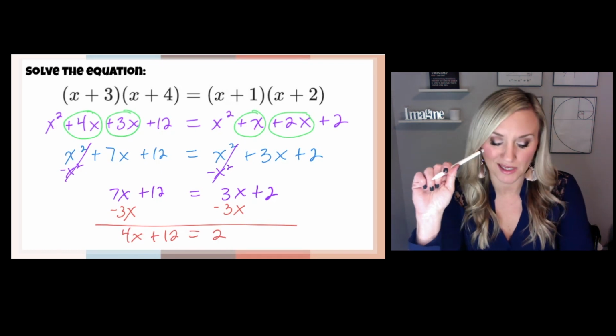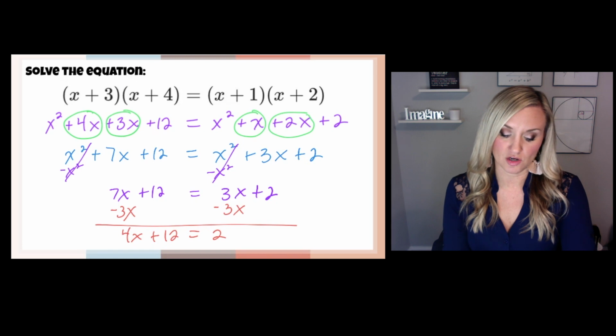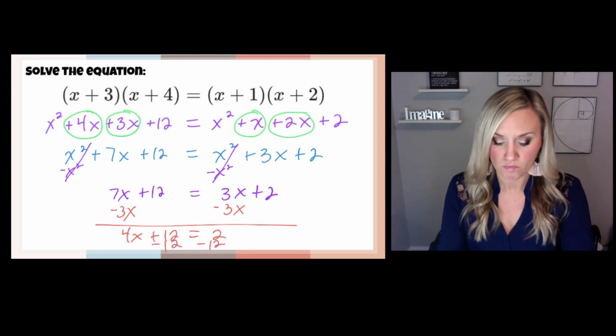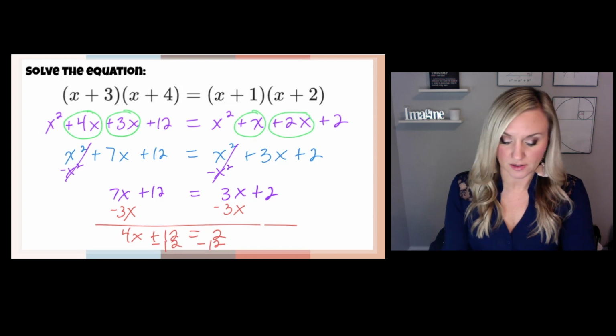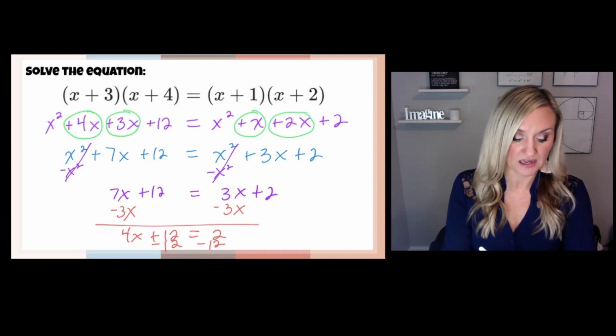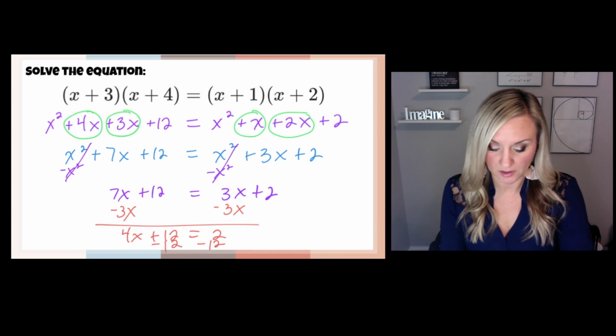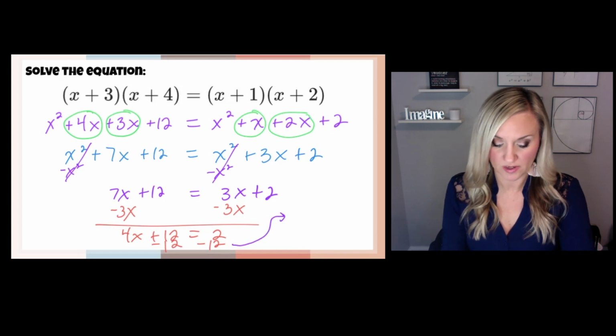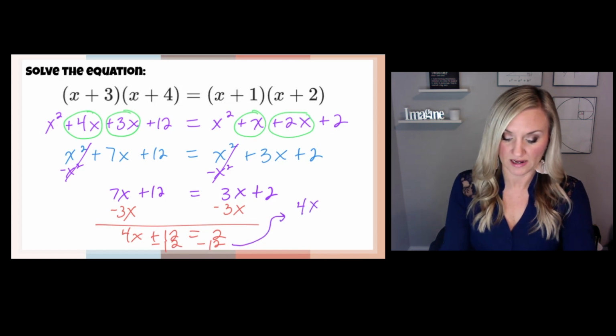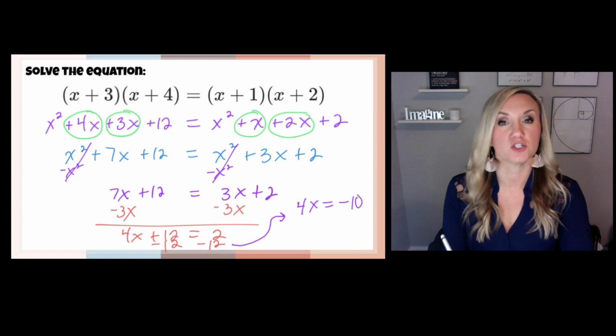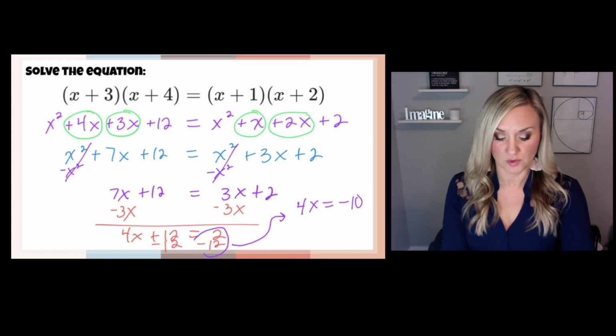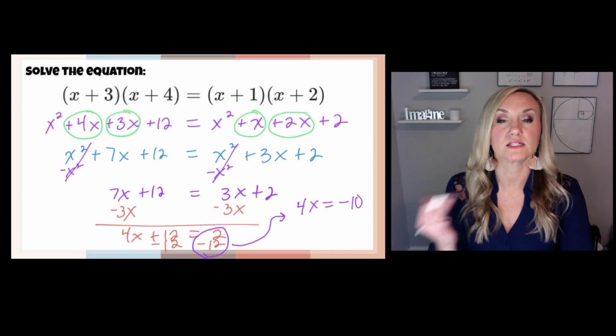I wrote too big. Okay, so if I were to subtract the 12, hopefully you can still see that. What's going to happen is here, I will leave myself a little space. I'll switch up my color, and I'm going to continue right here, and it would be 4x equals a negative 10. Did you see that? Because I have 2 and a negative 12, and I'm subtracting it to the other side.